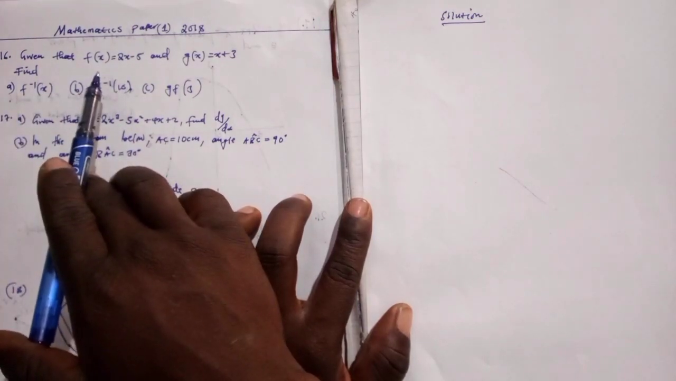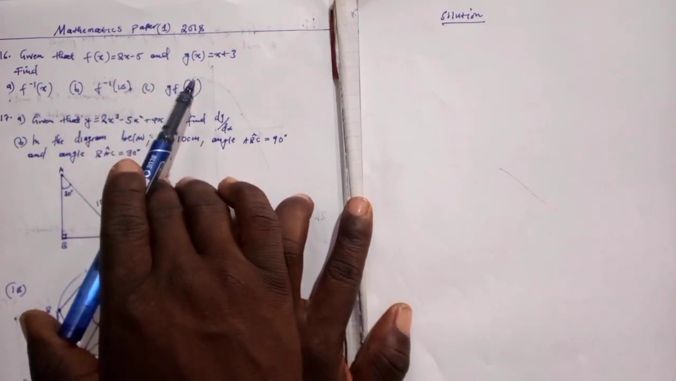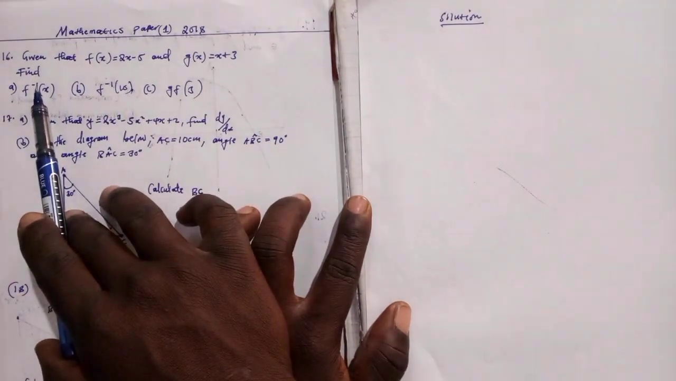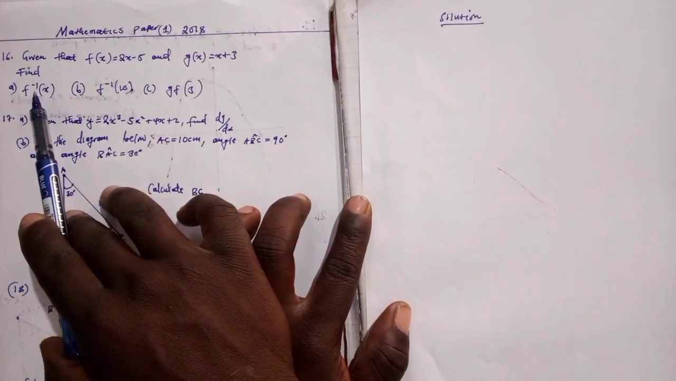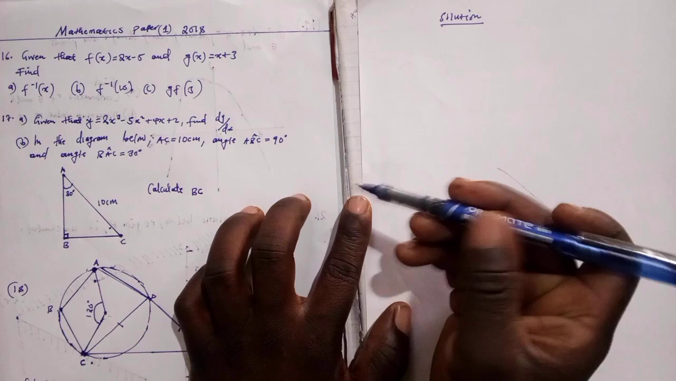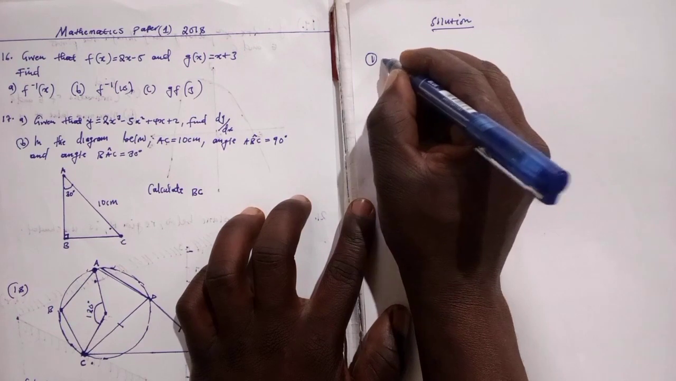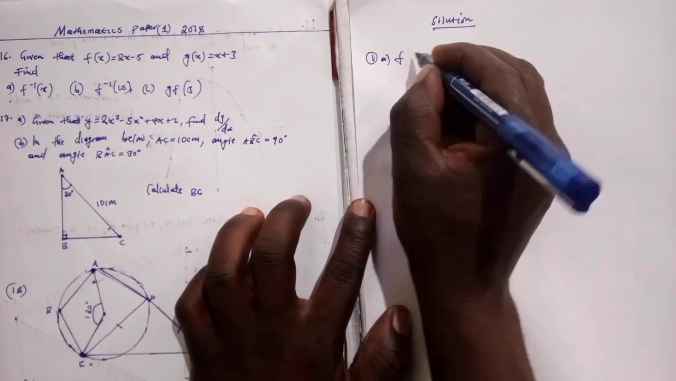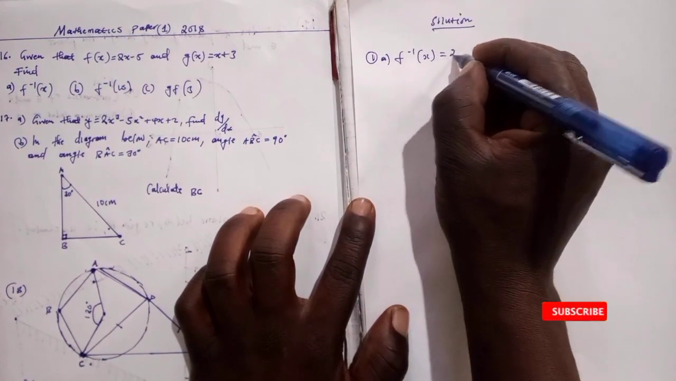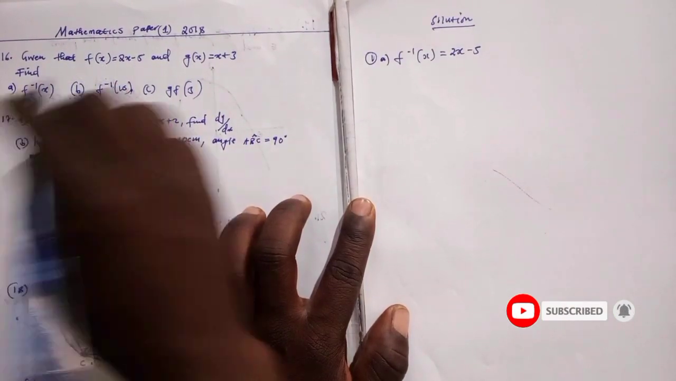Given that f of x is equal to 2x minus 5 and g of x is equal to x plus 3, we are told to find f inverse of x. So we have to find the inverse of this function, which is 2x minus 5. This is f inverse.